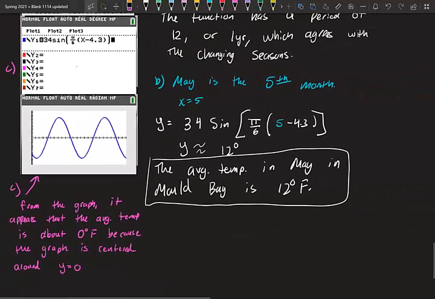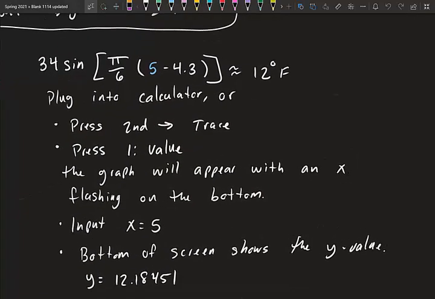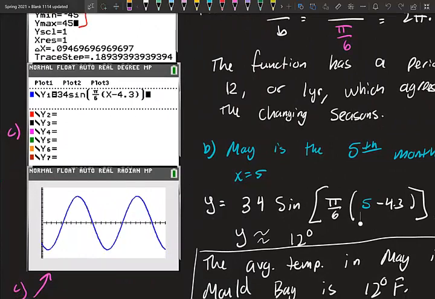Alright, so we're not done yet. I want to go back to B real quick and show you another way you could have done B. Another way we could have done B is to actually use our calculator. So the first thing you do is you plug our function into your calculator, how we did in C right here.